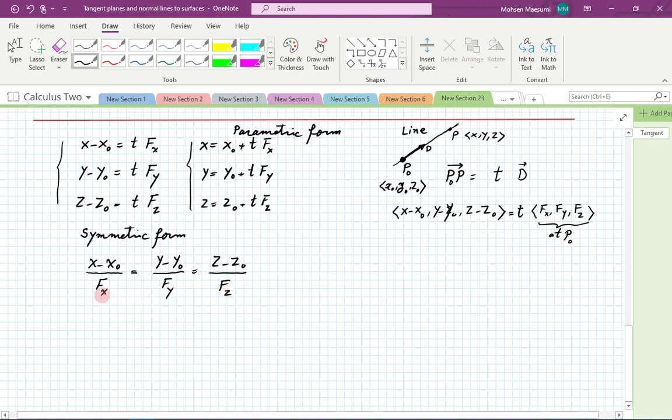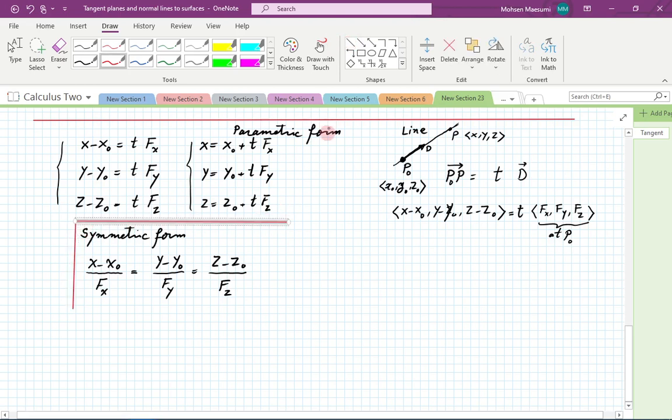This is legitimate so long as you're not dividing by 0, of course. If any of these things is 0, then it means that variable and its starting value are always equal to each other, and there's no change in them. So this is called symmetric form. Many of the problems ask you for this, for some reason they prefer it, but anyway, this is symmetric form.